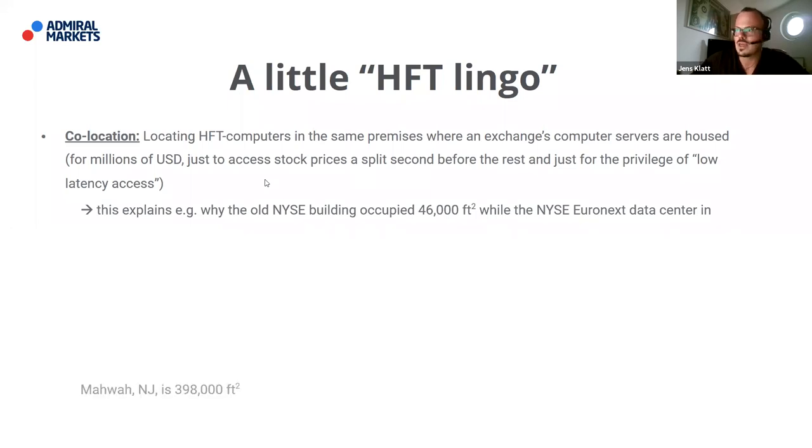Here is something which is even more extreme and perfectly explains what I just talked about. This co-location explains why the old NYSE building occupied only 46,000 square feet, while the NYSE Euronext data center in Mahwah, New Jersey is nearly 10 times as large, with 398,000 square feet. Is this the right word, greatness? When it comes to the place which is needed. In fact, this NYSE Euronext data center is mainly occupied by computers and algorithms, and this is what you can see there. So the classic trader and how it looks has definitely changed over time, and there's plenty of these now in the markets.